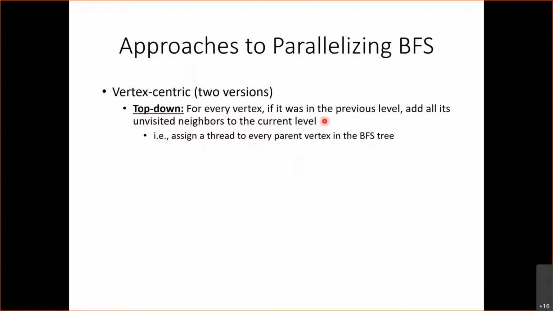Okay. And the reason we call this top down is if you think of BFS as constructing a BFS tree, then what we're doing is we're assigning a thread to every parent vertex in the tree, and that parent vertex is finding all its children vertices in the tree. So it's making its way from a top level to a bottom level. This is why we call this a top-down approach. Okay, so let me show you what this looks like in an illustration.